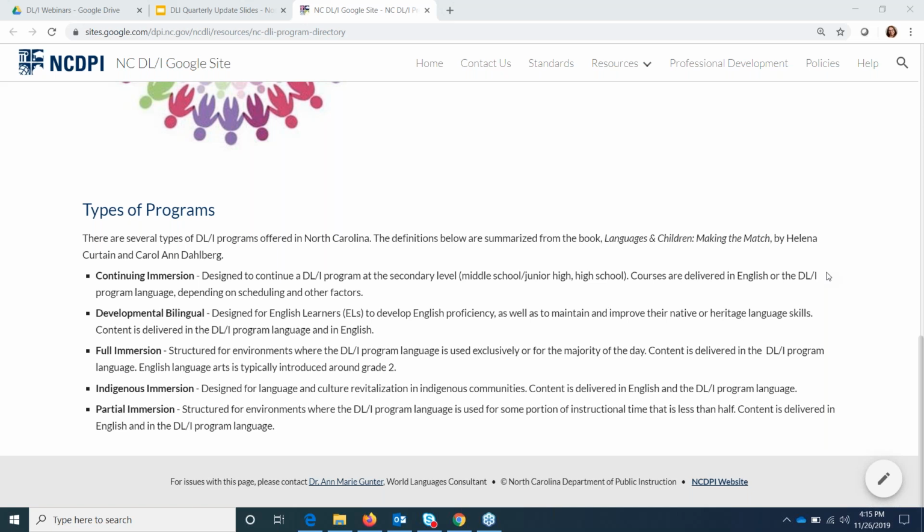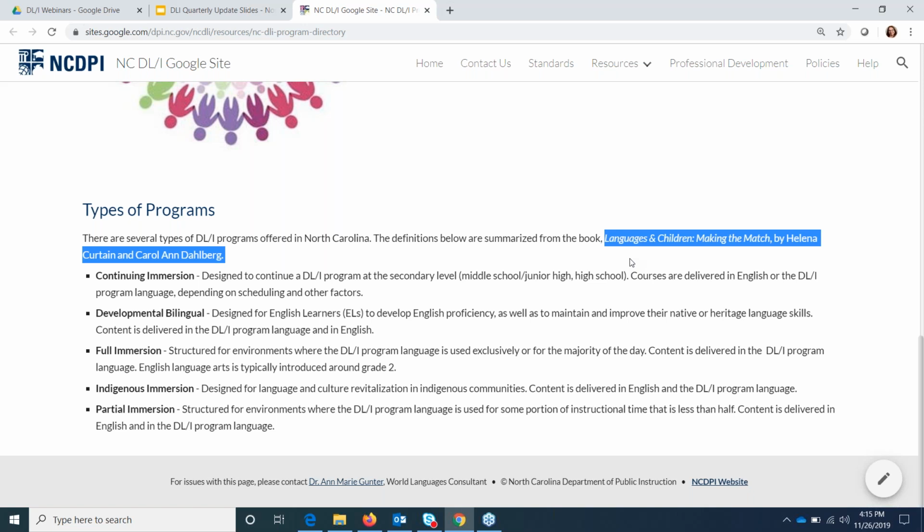Now, these are in alphabetical order, as you might have guessed, but let's look through these and talk about which are the most popular by what we have here in North Carolina. Also, we wanted to point out that all the definitions we're talking about today are from Languages and Children Making the Match, which is a book that's had several editions. I think it's now in its 5th edition. It's by Helena Curtain and Carolyn Dahlberg.